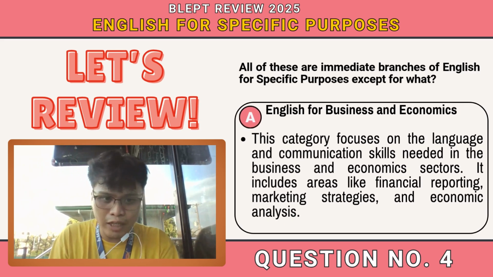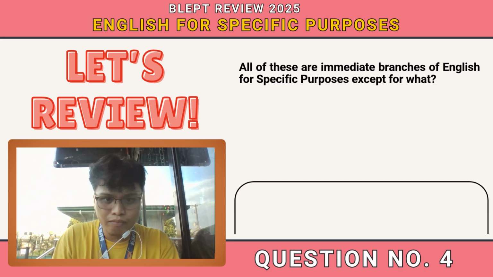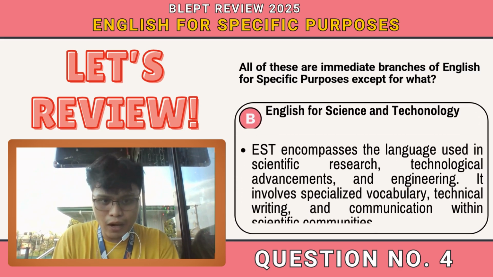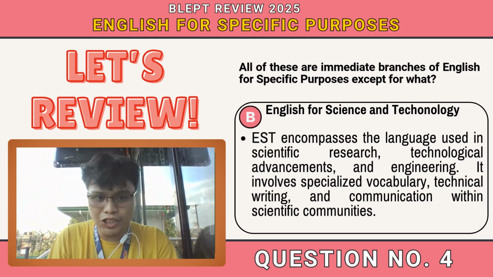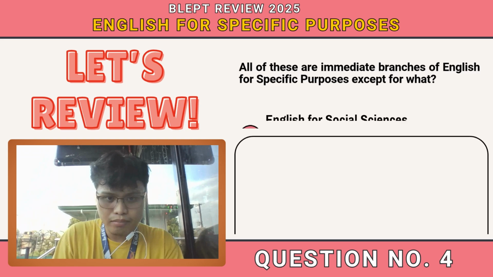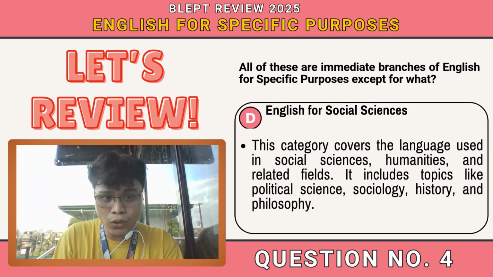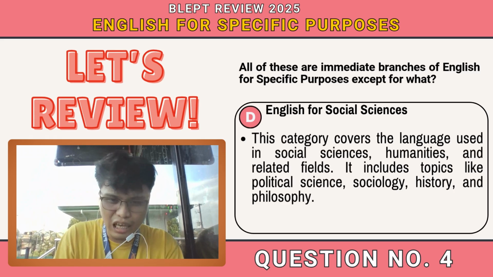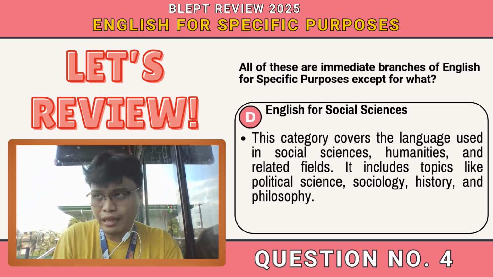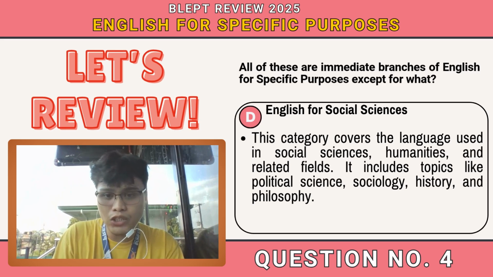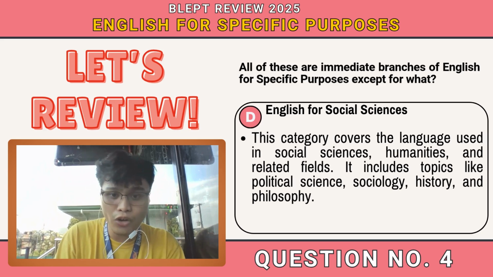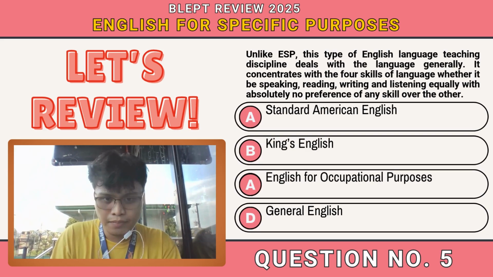It talks about business, financial reporting, etc. Same with the EST. This, however, is more concentrated in science, research, vocabulary, engineering, etc. Of course, we have English for social sciences. This is for politics, history. So these three each have two branches: English for academic purposes and English for occupational purposes.